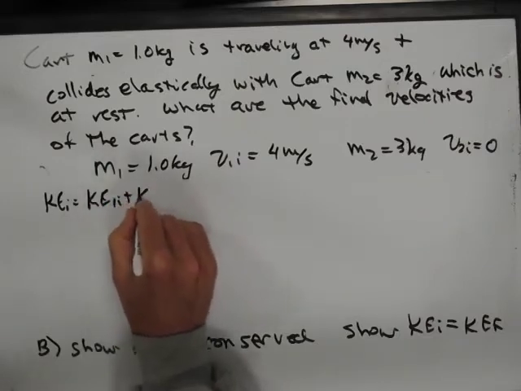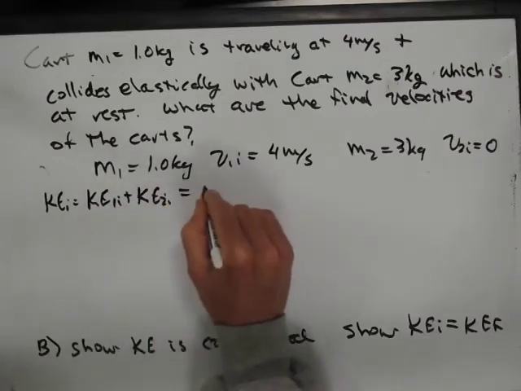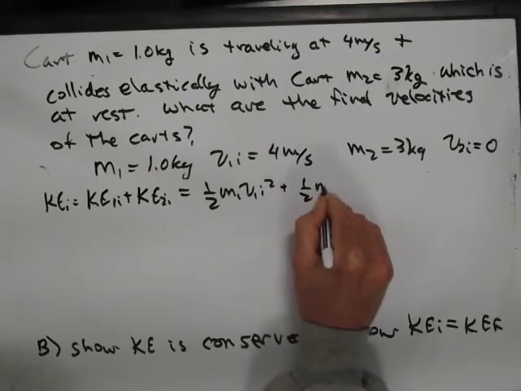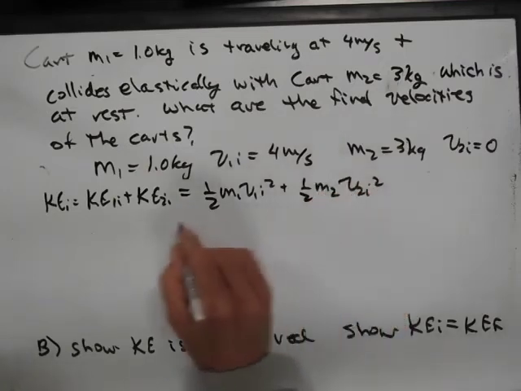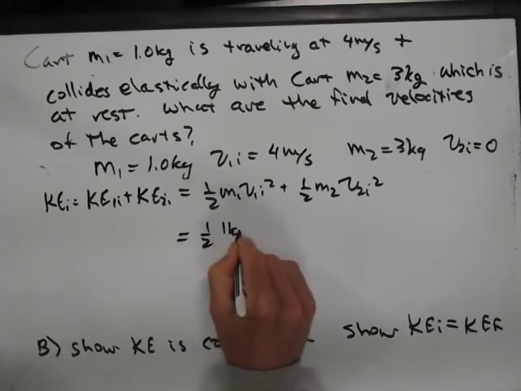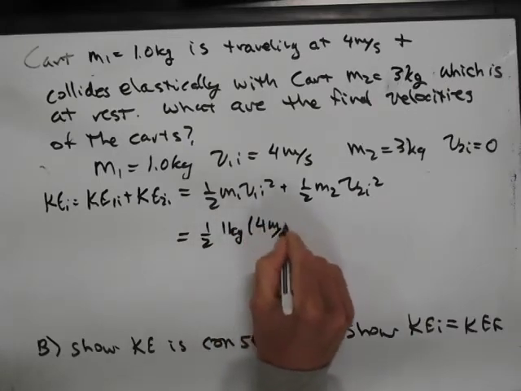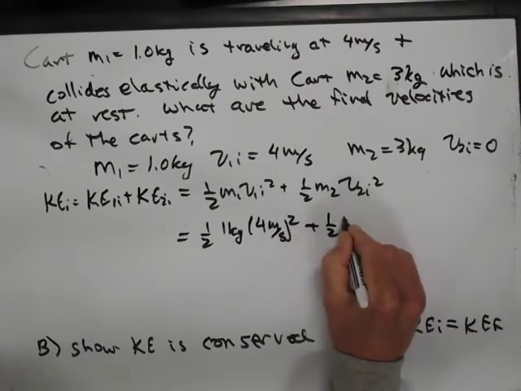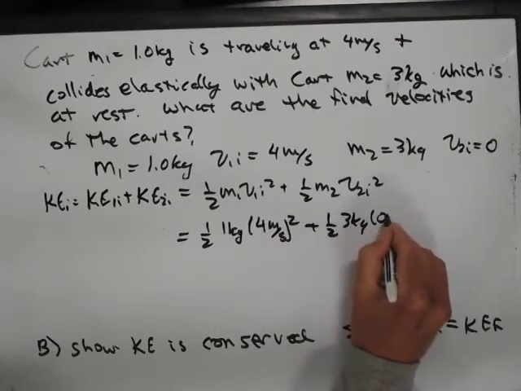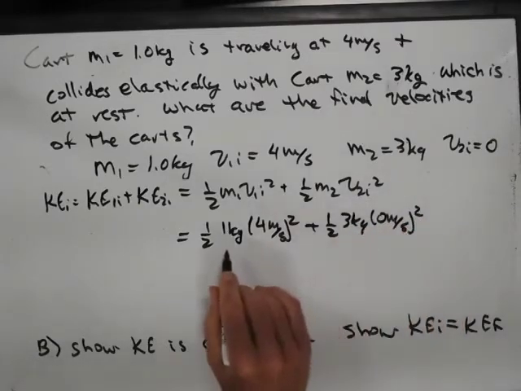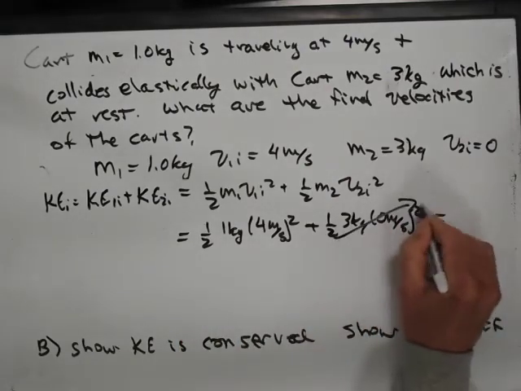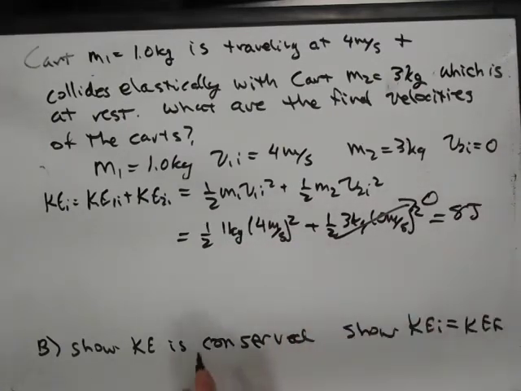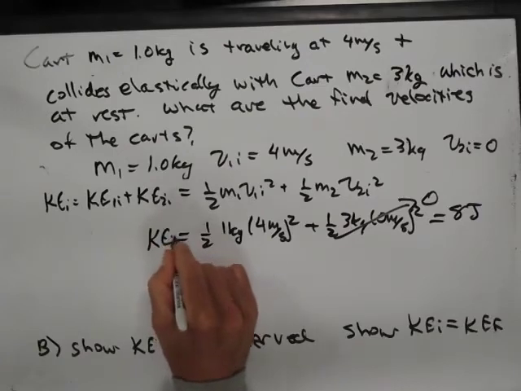KE1 initial plus KE2 initial, which is equal to 1/2 M1 V1 initial squared plus 1/2 M2 V2 initial squared. And that's equal to 1/2 times 1 kilogram times 4 meters per second squared plus 1/2 times 3 kilograms times 0 meters per second squared. And so this guy is just 0 because this velocity is 0. 16 divided by 2 is 8, and so that's 8 joules. And so the initial kinetic energy is 8 joules.